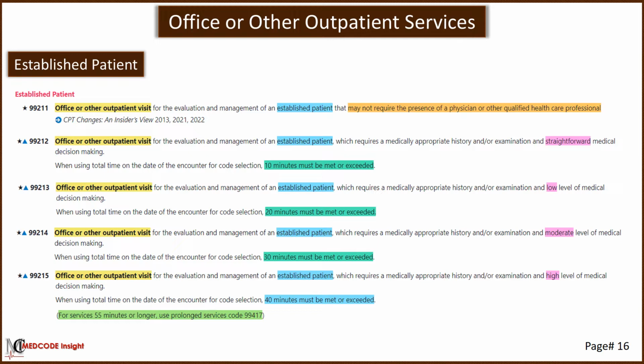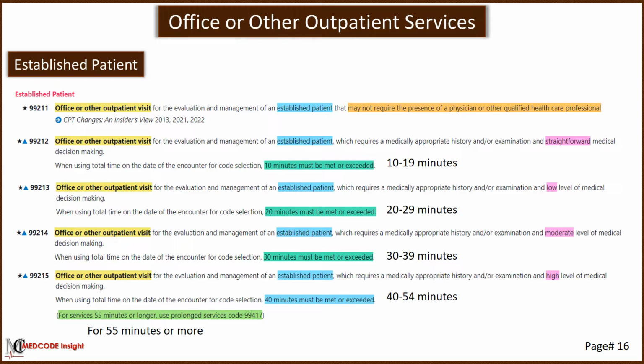Code 99213 is with low level MDM. Code 99214 is with the moderate level MDM, and code 99215 is with high level MDM. For code 99212, the total time on the date of the encounter for code selection is 10 minutes, which must be met or exceeded. The time range should be 10 to 19 minutes.